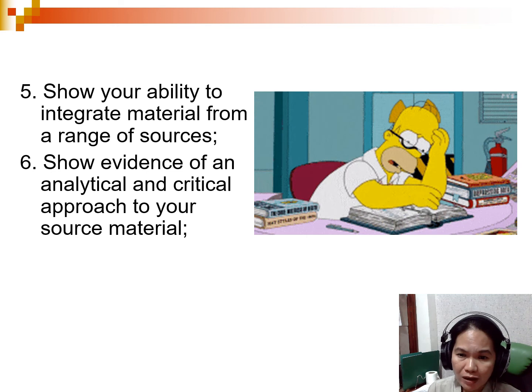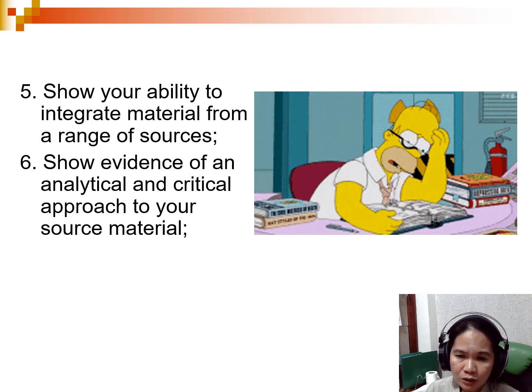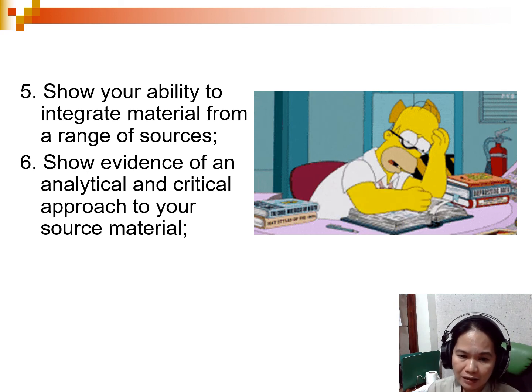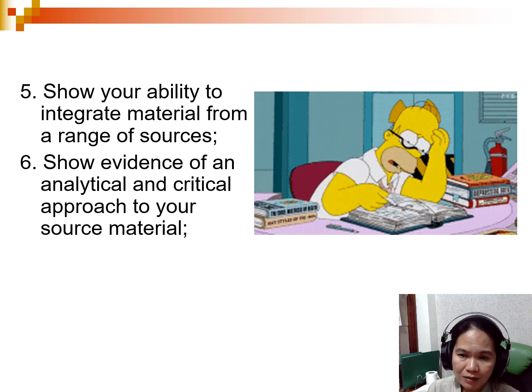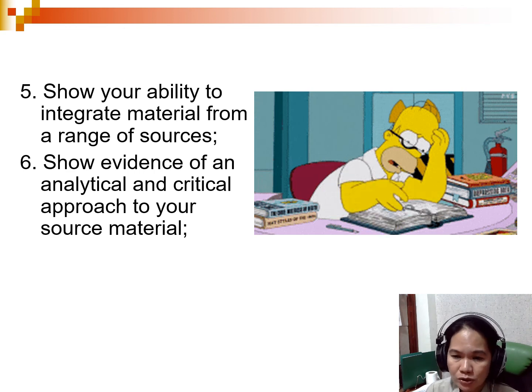Number six is show evidence of an analytical and critical approach to your source material. When you say analytical, it's a thorough analysis. Your evidence should be an analytical, critical approach to your source material. Do you think the material is authentic? Okay. That you really have to include in your writing? You have to show it. You have to show evidence.